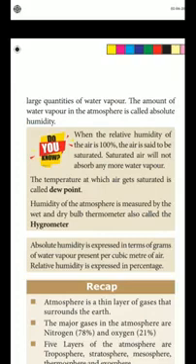Absolute humidity is expressed in terms of grams of water vapor present per cubic meter of air. Relative humidity is expressed in percentage. So absolute humidity is expressed in grams and relative humidity is expressed in percentage.